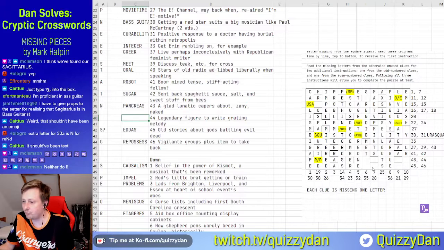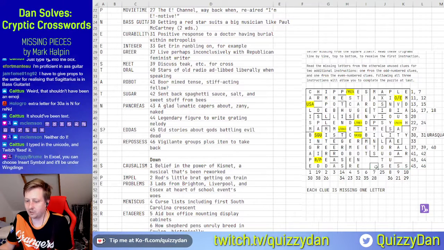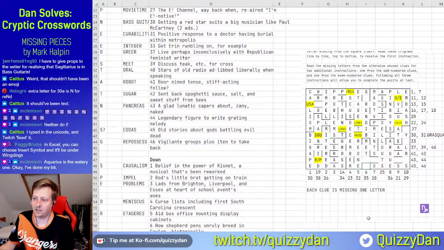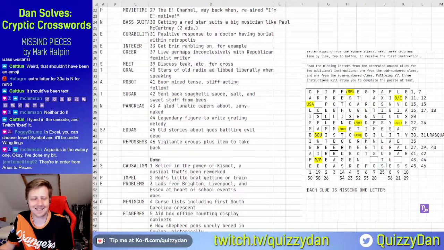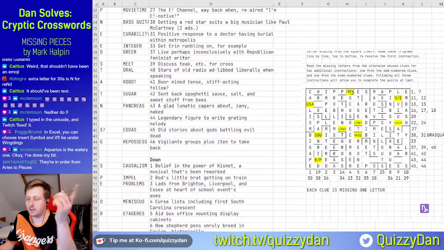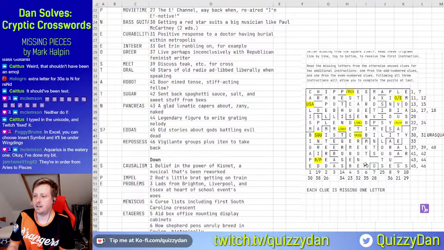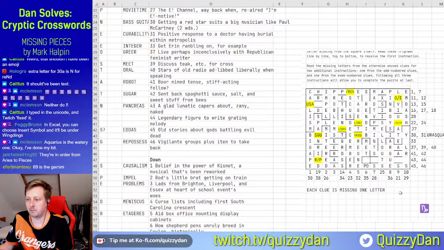46 across is repossess. So I think that's not going to go there. So we're just going to have... Hang on. Is that just going to be double S? Is there a double S here? They're in order from Aries to Pisces. Oh, in there, yeah. It's going to be PO there. S, repossess. That's how it's going to be. So you got the PO there.